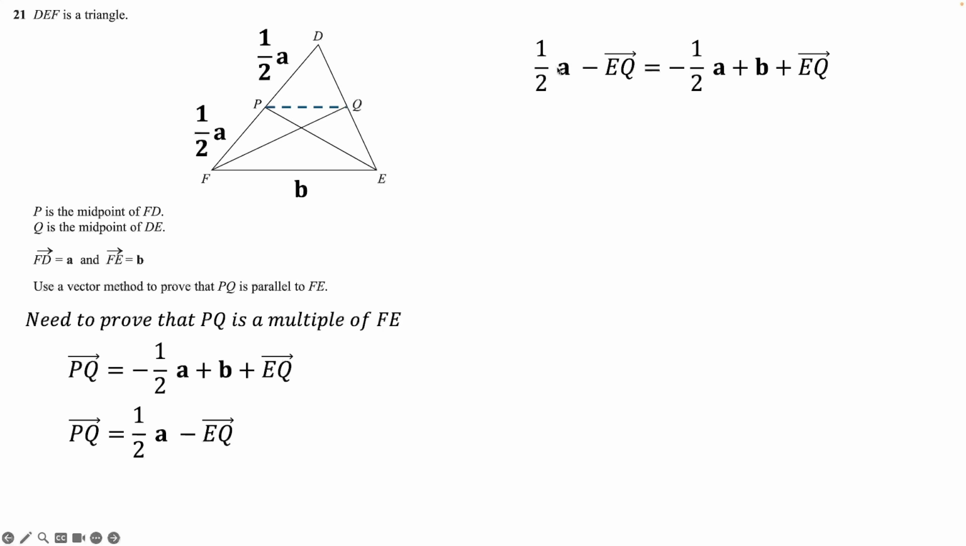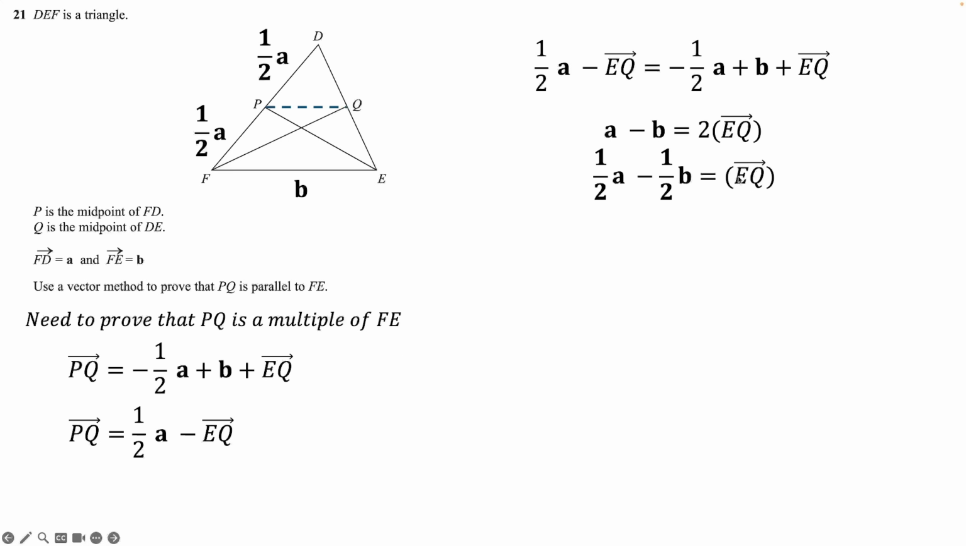I can add the half a's to both sides, and I can also subtract the b from both sides. That gives me a minus b equals 2 times EQ. To get EQ on its own, I can divide by 2, to get a half a minus a half b equals EQ. Well, this is good because now I have EQ in terms of vectors that I already know. So if I take this EQ and plug it into one of these, hopefully it gives me PQ in terms of just a and b.